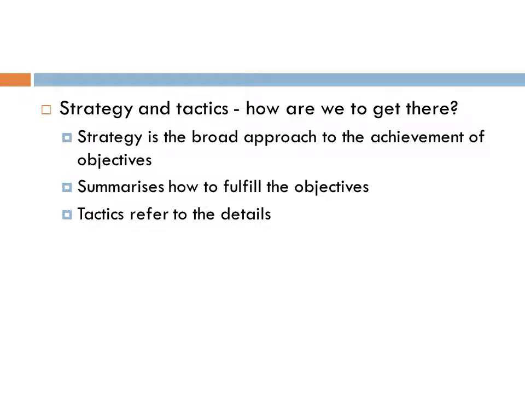We also need to give some details on our strategy, our long-term plans, and our tactics, our short-term plans. So our situational audit is where are we now. The previous slide was looking at where do we want to be, and strategies and tactics say how are we going to get there. So a strategy is a broad approach to the achievement of objectives, so really wide-reaching, long-term. It summarises how we're going to fulfill our objectives. Tactics, however, refer to the details.